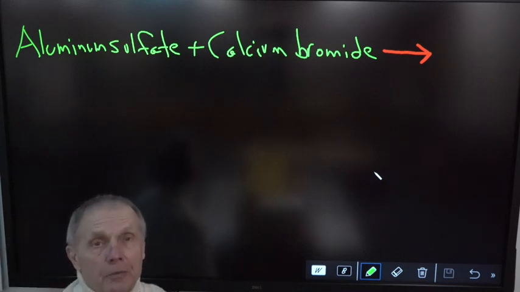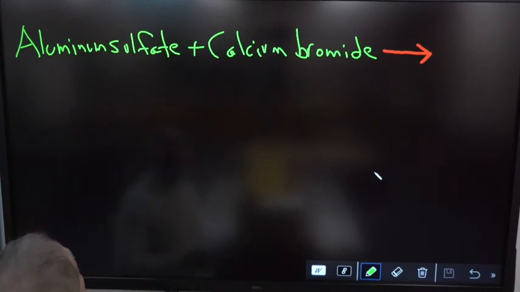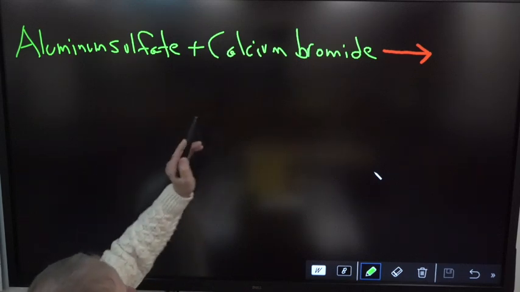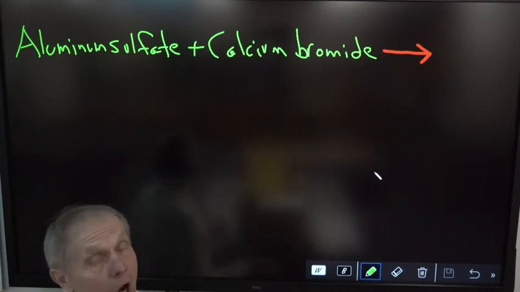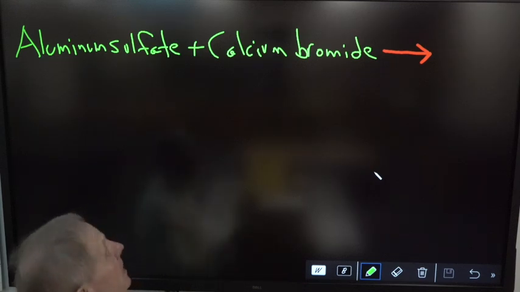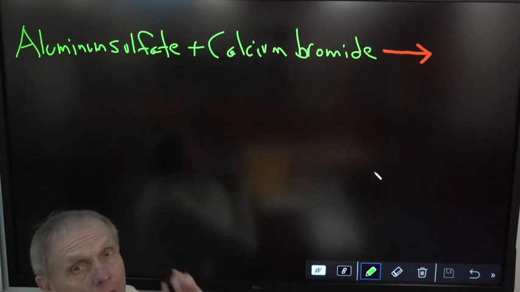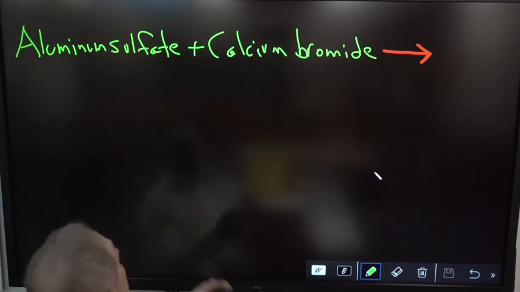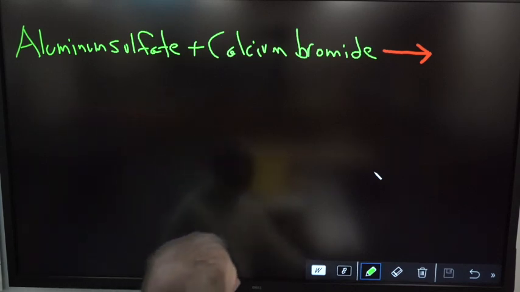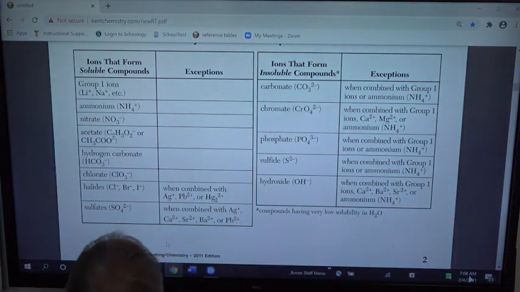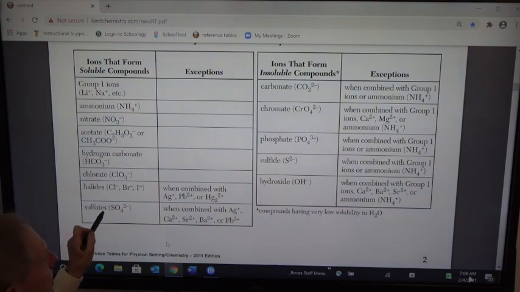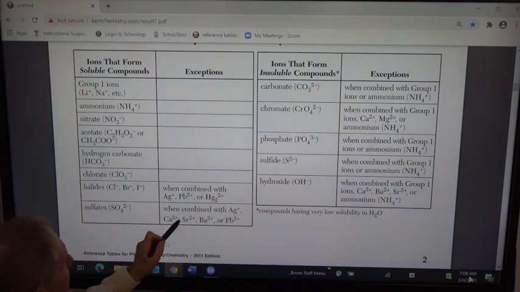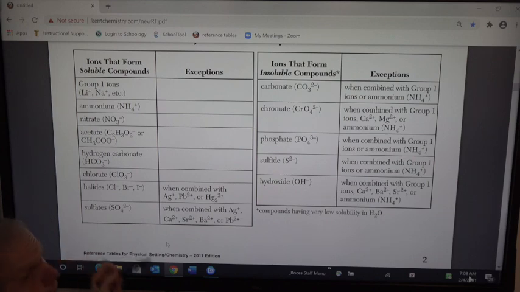So this is our first double replacement reaction. We have aluminum sulfate plus calcium bromide. Usually, hopefully, all the time, the reactants are always soluble. But let's check it out. So we have aluminum sulfate. Here are the sulfates right here, and they will always be soluble unless they're silver, calcium, strontium, barium, or lead. So aluminum sulfate is totally soluble.